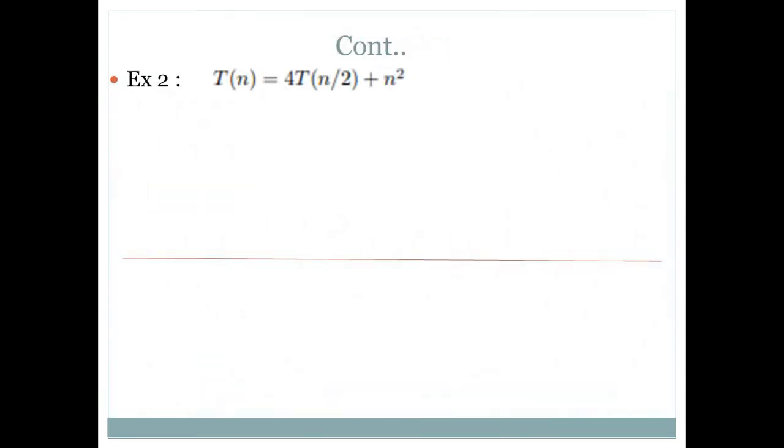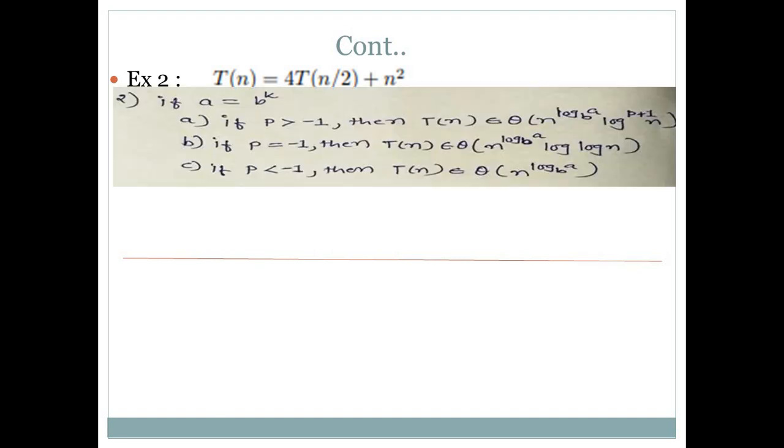Now it is time for another example. Another example is T(n) = 4T(n/2) + n squared. We will apply case number 2 here. Why case number 2? Because the value of a is equal to 4, b is equal to 2, k is equal to 2, which means the power of n is 2, and p is equal to 0. Why? Because there is no logarithm here.